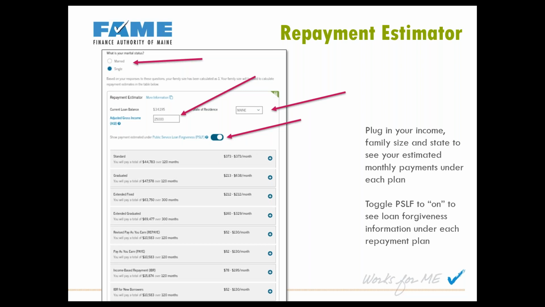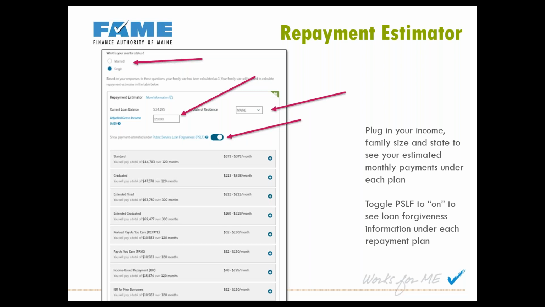But just keep in mind, to qualify for that program, you have to be working for a nonprofit, government, or a government agency. There's a bunch of different qualifying employers. You have to be eligible for that program in order to get that loan forgiveness. I'm going to show you how to do that, but just keep in mind, this is a great way to see if this is something that you're looking to be on track for. It'll show you what your estimated payment is and how much loan will be forgiven. So you can toggle that on.